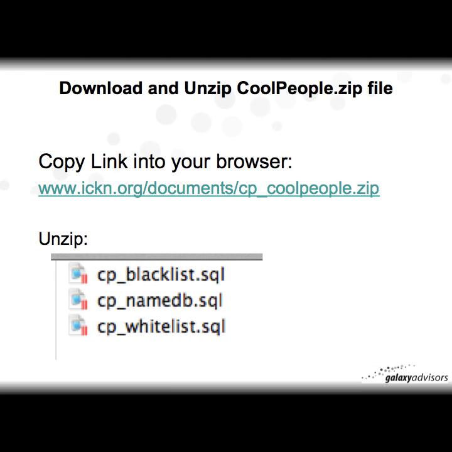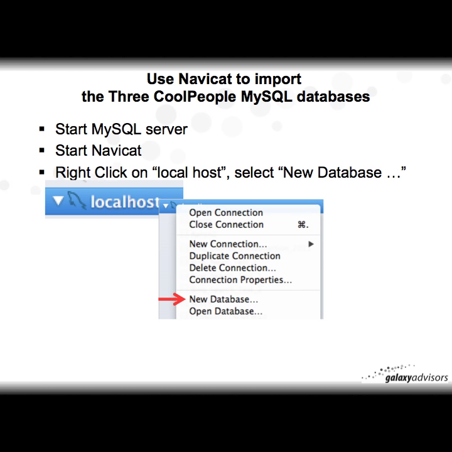So to download and unzip the CoolPeople file, copy this link into your browser, www.ickn.org/documents/CP, and there's an underscore, CoolPeople.zip. Then once that is downloaded to your computer, click on it to unzip it, and you should see these 3 MySQL databases. Now the next step is going to use Navicat to import the three Cool People MySQL databases.